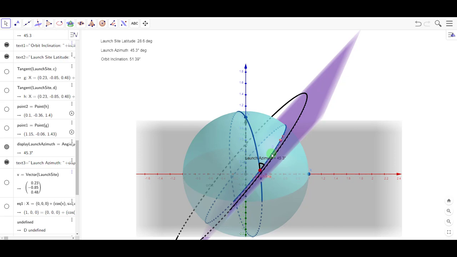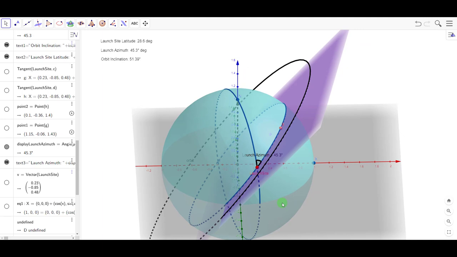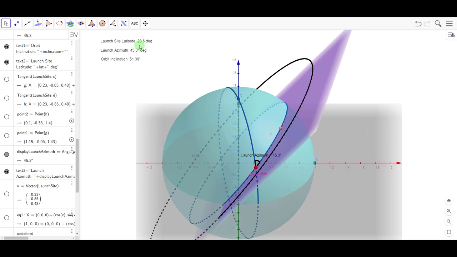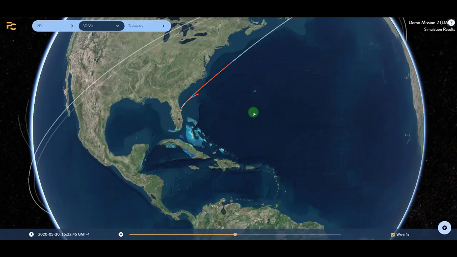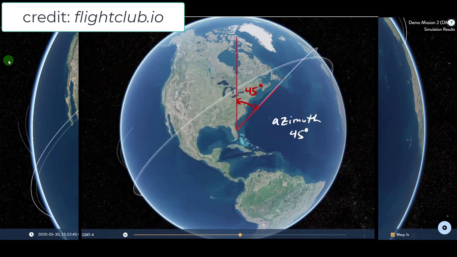This is basically the same path as the Demo 2 mission launched to the International Space Station from Kennedy Space Center. I've got latitude at 28.6, which is the same as the latitude of the Kennedy Space Center. In fact, what I have here on flightclub.io is the 3D visualization of that exact flight, and you can see that ground track visualized here.